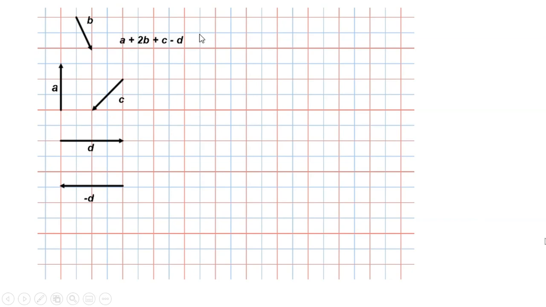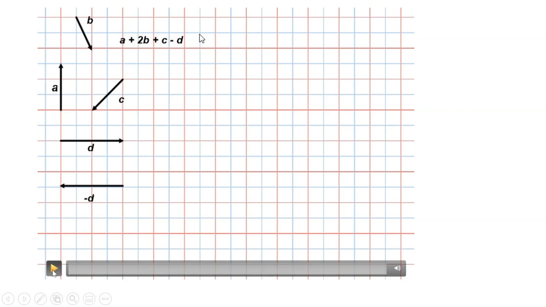Okay, so I'm going to be doing some minusing as well for this one. I'm going to take the A, the 2B, 1C, and I'm going to minus a D. Now, D runs in this direction from left to right, so my minus D would be the same distance, but running in the opposite direction. So let's see what that looks like when I sum all of those together.